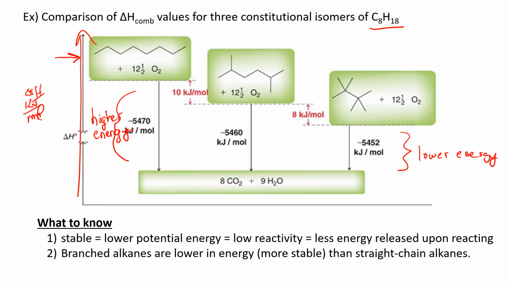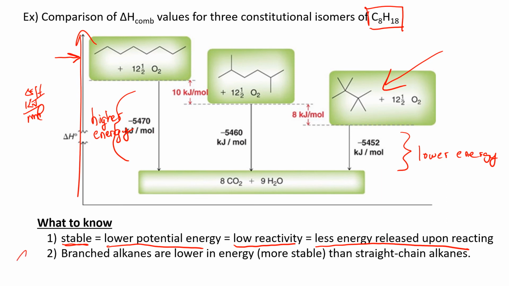So what we can conclude from this, by comparing the enthalpy of combustion for isomeric alkanes, namely C8H18, that's octane, different forms of octane, we see that the more branched our isomer is, the more stable or lower in energy it will be. So stable isomers, like the branched isomer here on the right, are lower in energy, meaning their reactivity will be lower and less energy is released upon reacting.